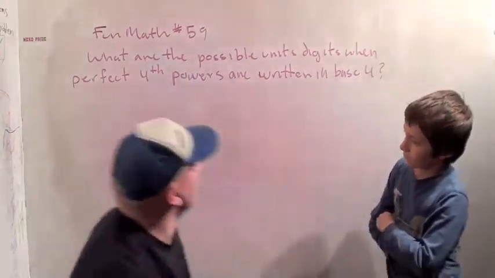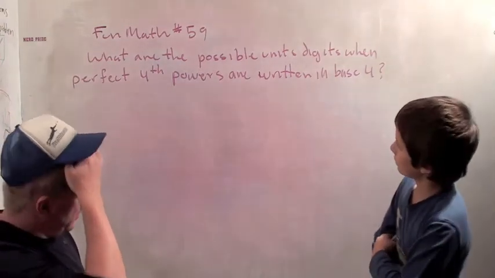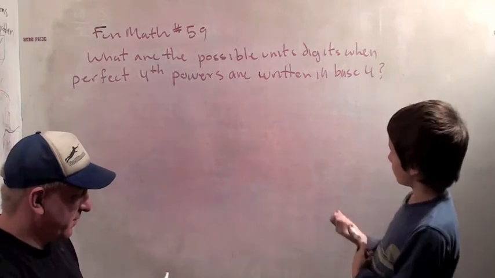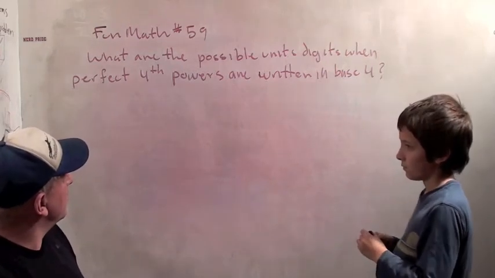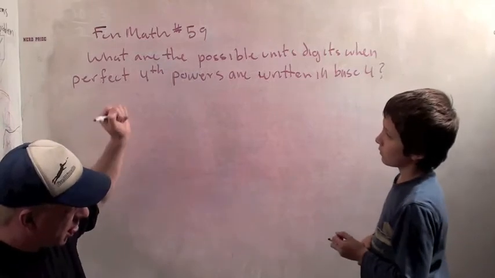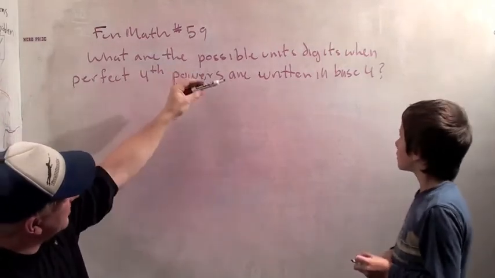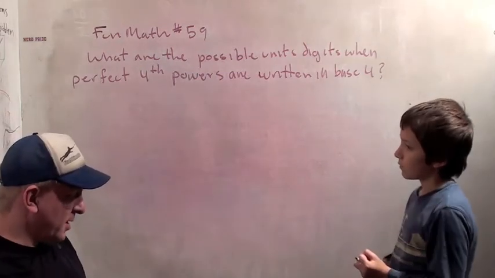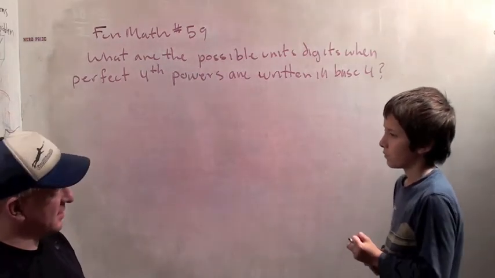FunMath number 59. Today we're going to take a look at a problem from the challenge problem section. Actually not exactly the same problem, but kind of the same problem, from Art of Problem Solving's Intro to Number Theory book in the chapter on units digits. What are the possible units digits when perfect fourth powers are written in base 4? Okay, you're going to have to organize a lot of thoughts here.